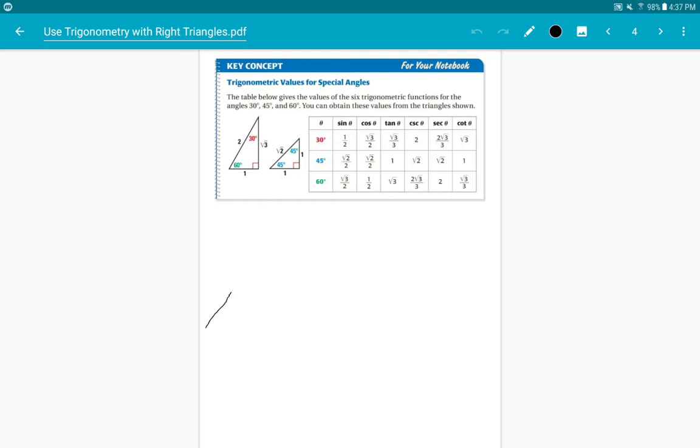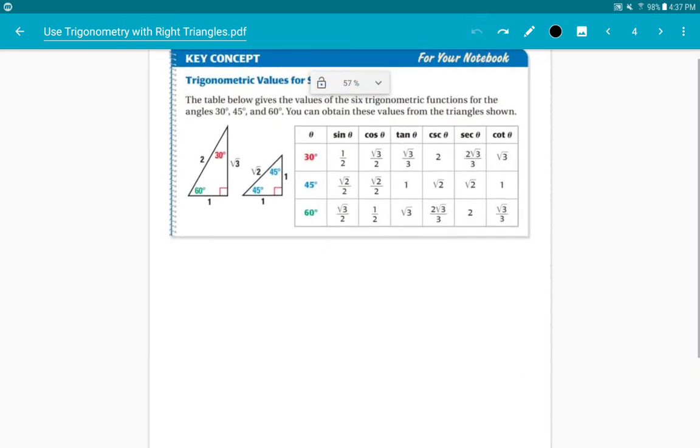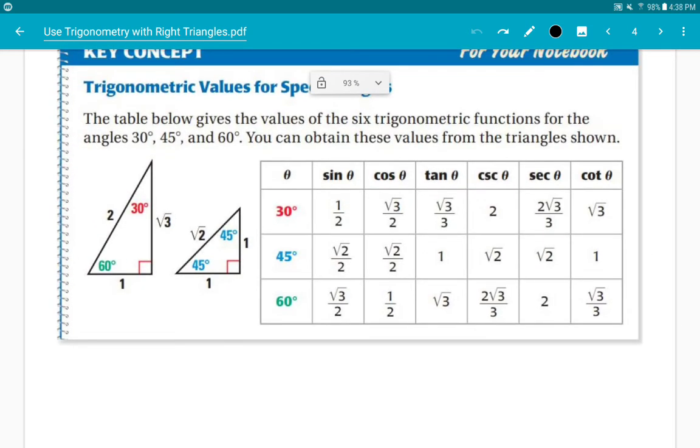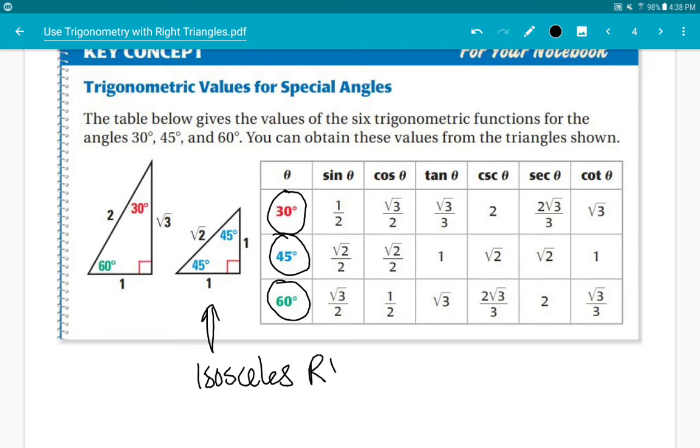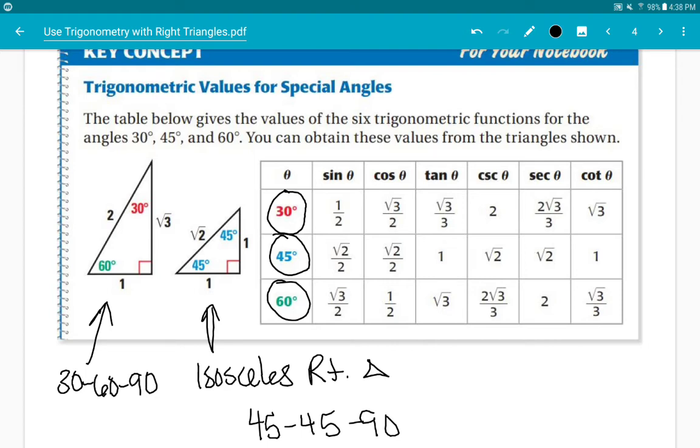Okay, so we're going to look at special angles here. These are going to go into your notebook. The special angles that we always work with are the 30, the 45, and the 60. Now these three angles come from these two cases here, right? So this one is an isosceles right triangle. Okay, and we usually call that the 45, 45, 90 right triangle. And this one is the 30, 60, 90 right triangle.